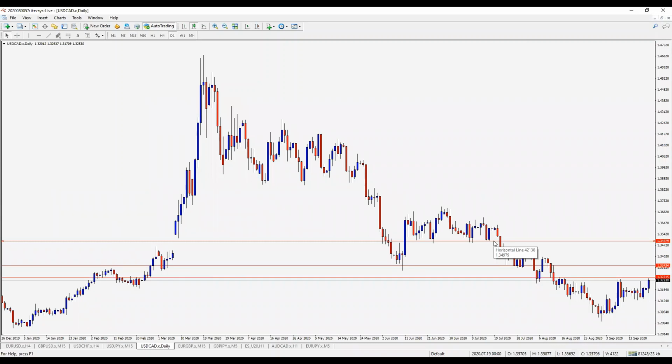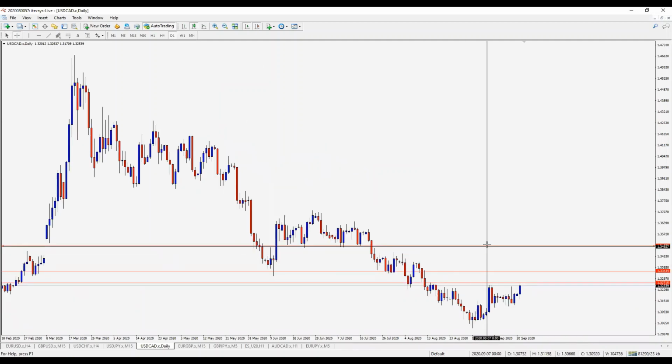I'm not sure about selling on the first touch, but maybe I will look for a price action setup for confirmation from the lower time frames, maybe the 15 minute or the 1 hour charts. It depends. So this is what I see now. I prefer to buy the US dollar CAD, but still I didn't see the perfect setup for it. We should wait for it. And I will look for a sell position only at this level.